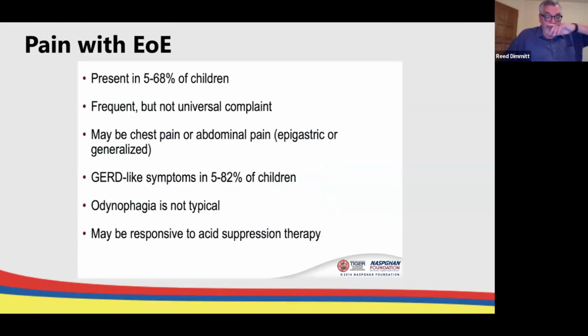And so this also is from the NASPGHAN website. But pain with EOE is reported in different literature from 5 to 68%. It may not be a universal complaint, and it may be chest pain or abdominal pain, epigastric or generalized.